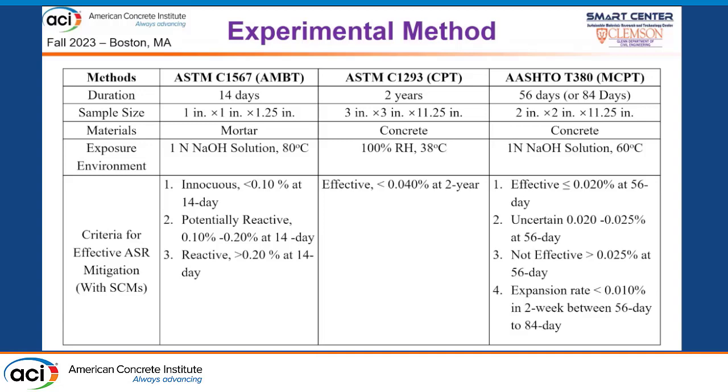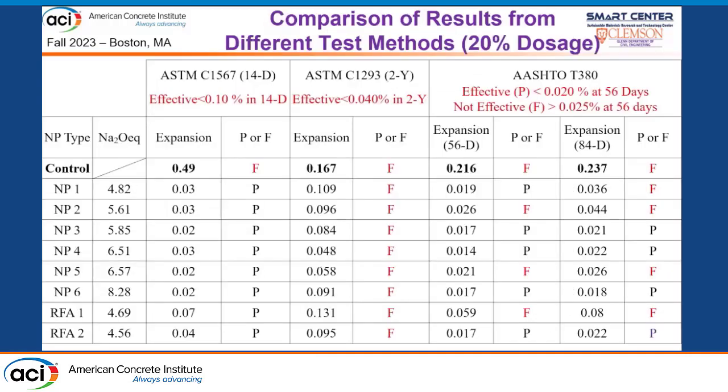The third method we use is AASHTO T380 MCPT. This method combines the advantages of the previous 2 methods. Compared to the first one, it provides much more accurate results. And compared to the second one, it is relatively time efficient, needing only 56 days and a maximum of 84 days. Of course, different methods have different criteria for evaluation.